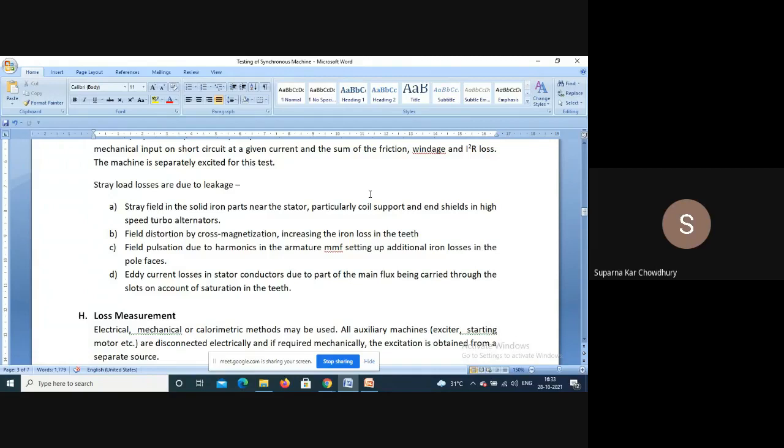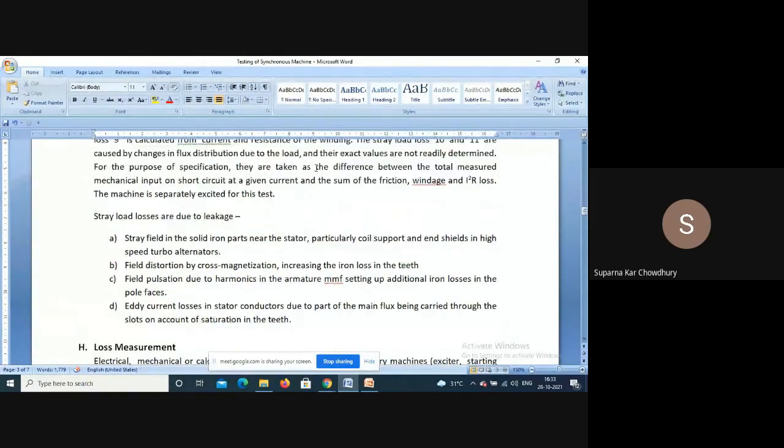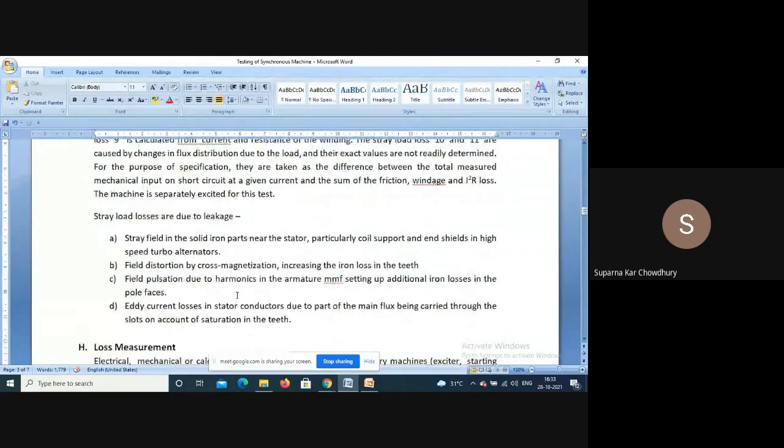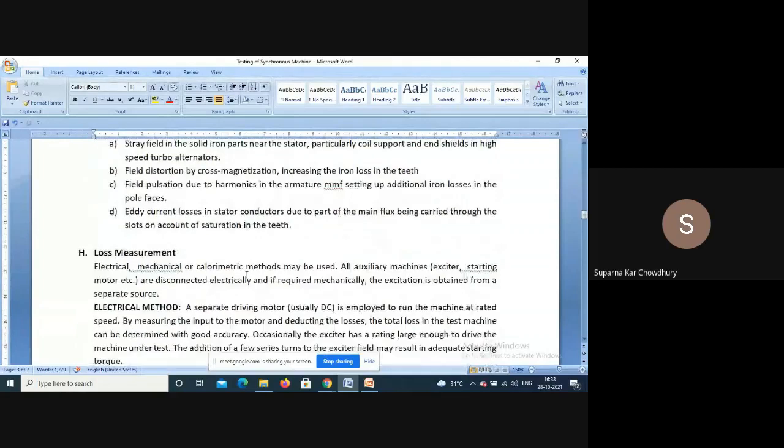Eddy current loss in the stator conductor is due to part of the main flux being carried through the slots due to a saturation in the teeth. Now, these losses have to be ascertained approximately from the short circuit test, because it is not possible to directly calculate them.